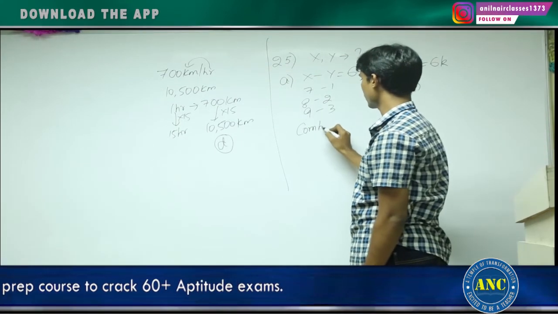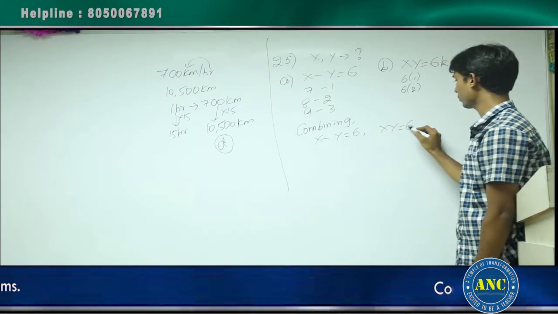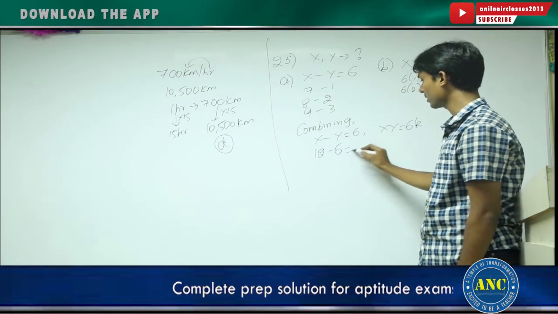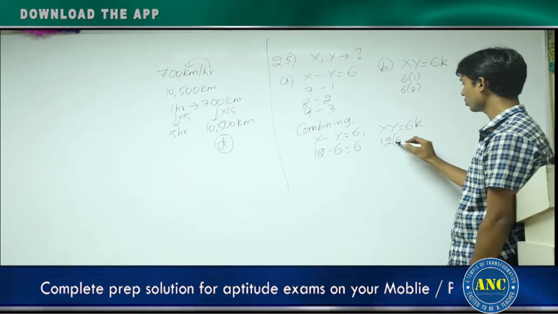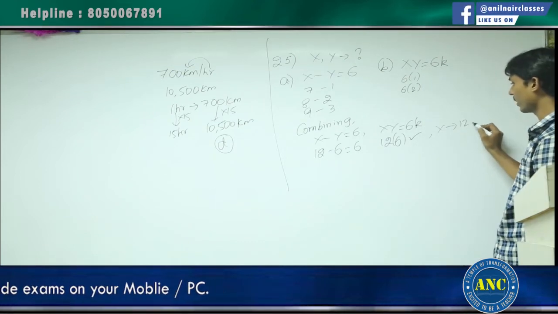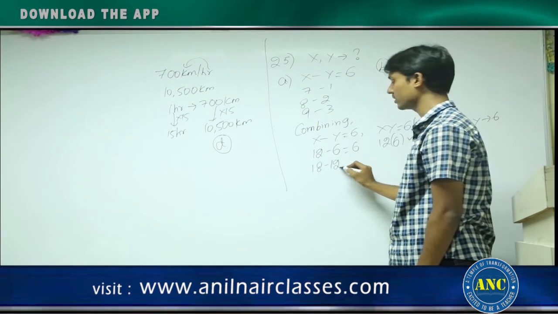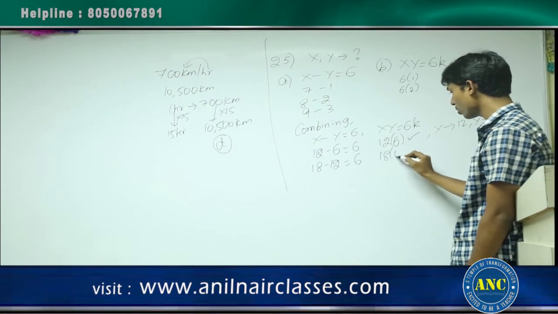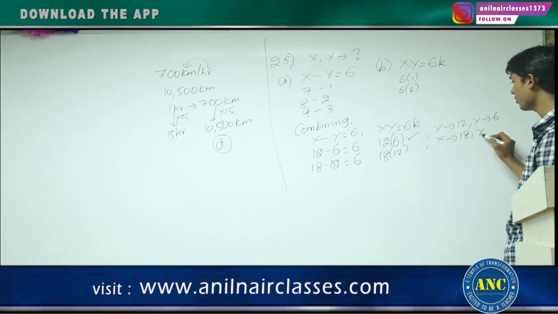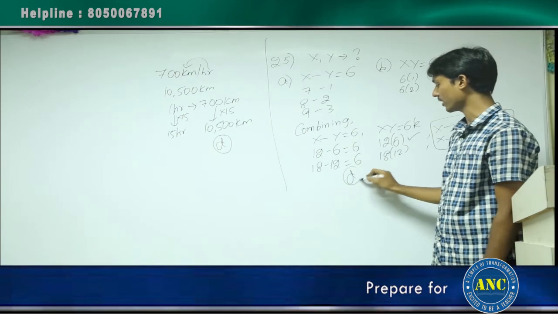If I combine both the statements, difference is 6 years, product is a multiple of 6. Suppose I take some values, 12 minus 6 is 6. Same values substitute here. 12 into 6 is a multiple of 6. In this case, x is equal to 12 and y is equal to 6. Similarly, you can also take 18 minus 12 is 6. 18 into 12 is also a multiple of 6 because 12 is a multiple of 6. In this case, x is 18, y is 12. Again, you are getting multiple answers. You cannot uniquely determine the values of x and y.